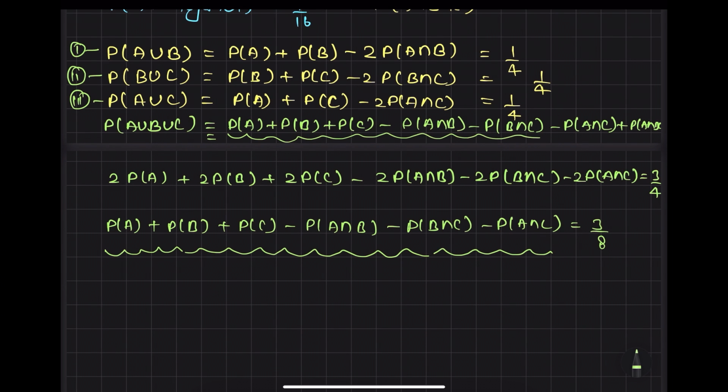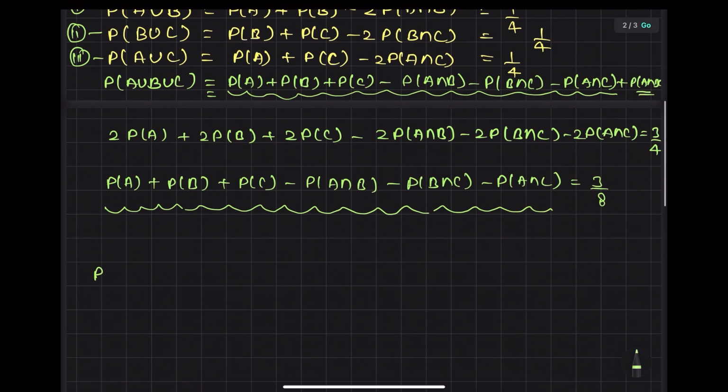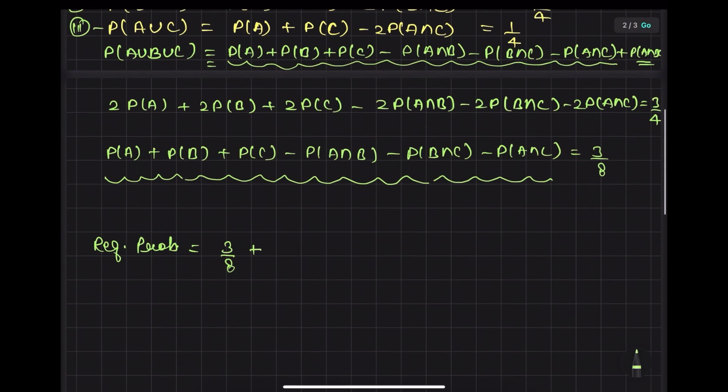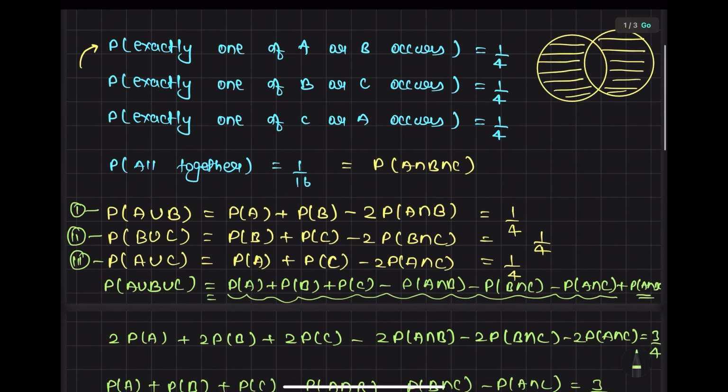Look at this. Only we have to add this part. So the required probability is 3 by 8 plus the probability of A intersection B intersection C, which is 1 by 16. Okay? So if you multiply by 2 and 2, the denominator will become 16. So it is 17 by 16. Okay? I hope this question is clear.